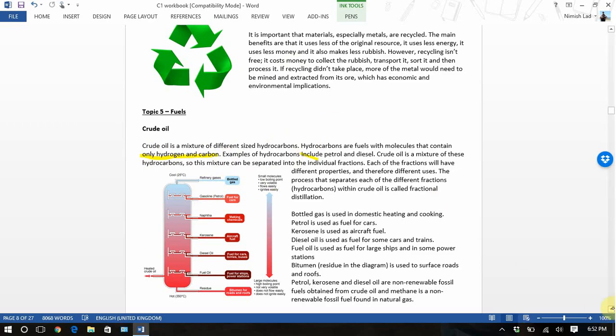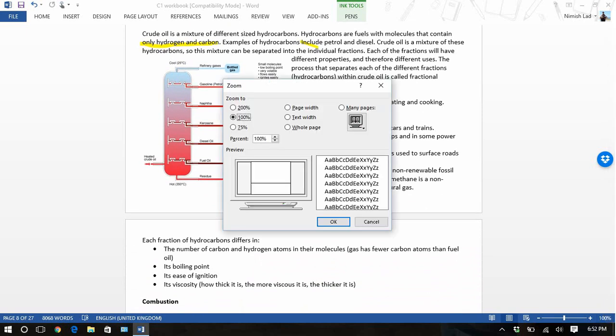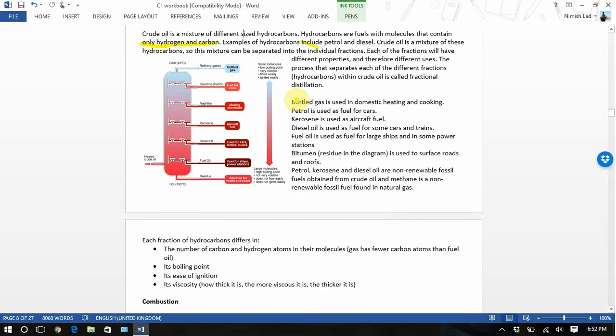Alright, before we do that though, I shall talk about each of the uses and how we actually use each of them. So bottled gas, that's the top one. Refinery gas, or just gas, is used in domestic heating and cooking. So like when you use gas on a barbecue, that's the gas you're using there. Petrol is used for cars, obvious one. Kerosene, jet fuel, as I like to say in class to help people remember that, that's aircraft fuel. Diesel oil, that's used for fuel for some cars and trains. Fuel oil, that's large ships and stations. Bitumen is the residue in the diagram that's at the bottom over here. That's used to surface roads.